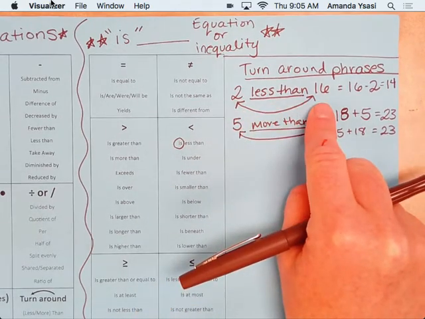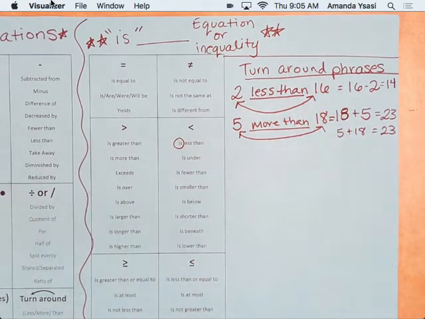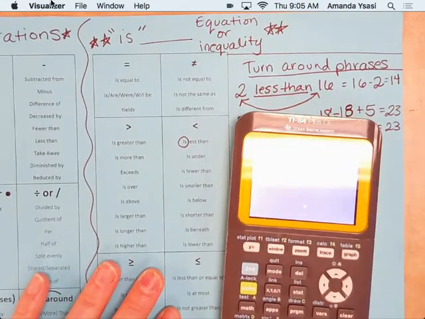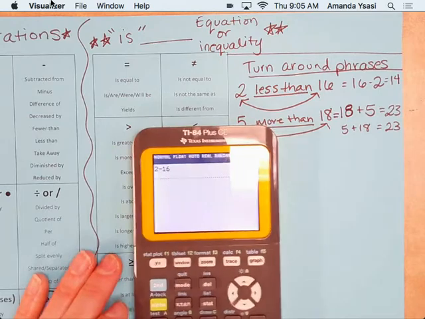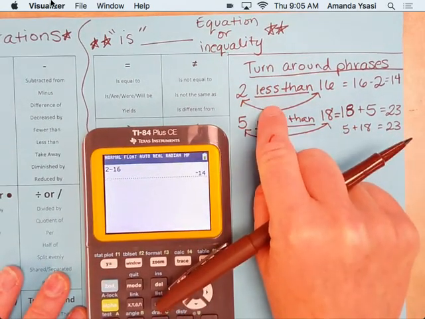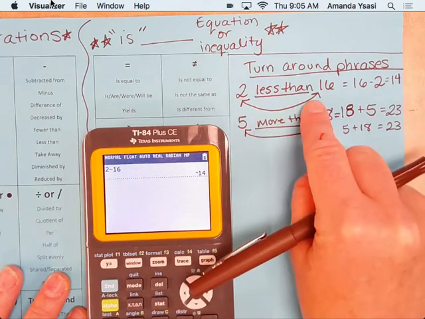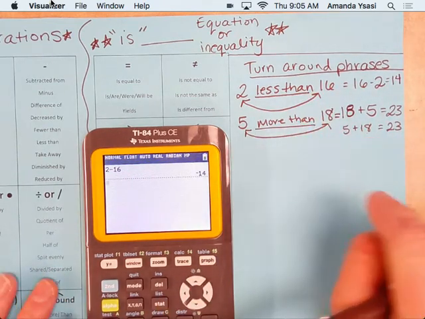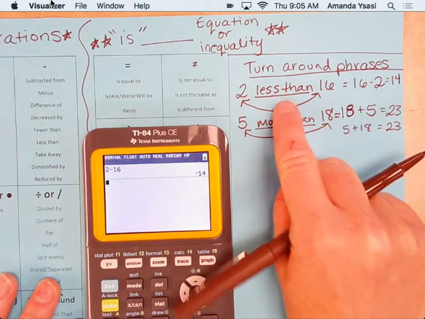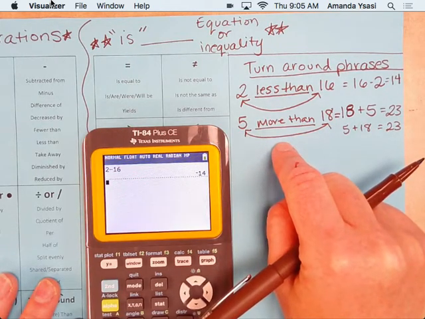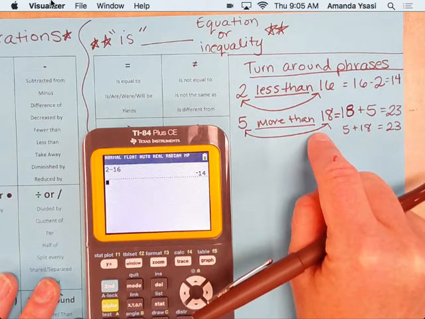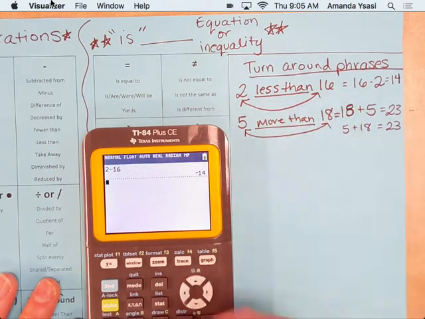Because if I do subtraction, if I do 2 minus 16, that changes my answer to a negative. It's a negative 14. So that's why we have to pay attention to these turnaround phrases so that we actually turn around the numbers and do the operation. With subtraction, it's critical. With addition, it's not, because the order in which you add things doesn't matter, but the order that you subtract things does.